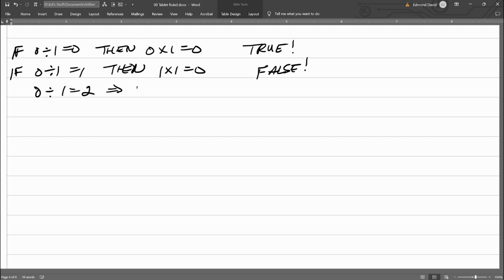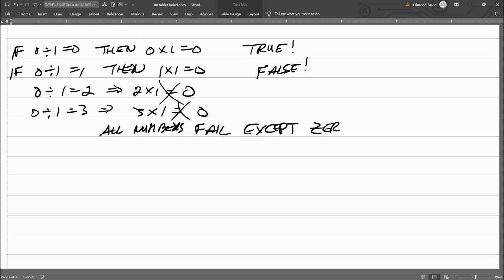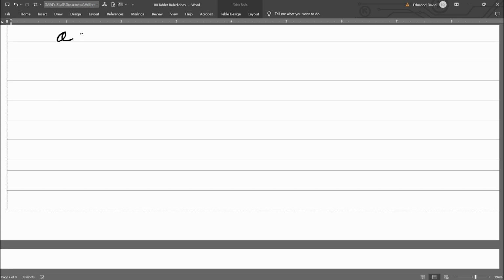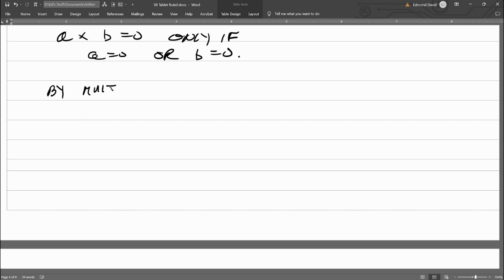Try a few more numbers for yourself, and you will see that all numbers fail the multiplication test except 0. Because when you multiply two numbers together, if one number is 0, the result is always 0. Therefore, by multiplication, 0 divided by 1 must be 0 and only 0.